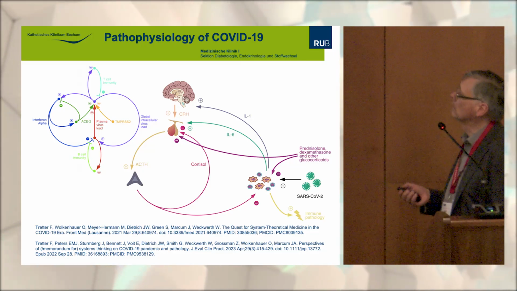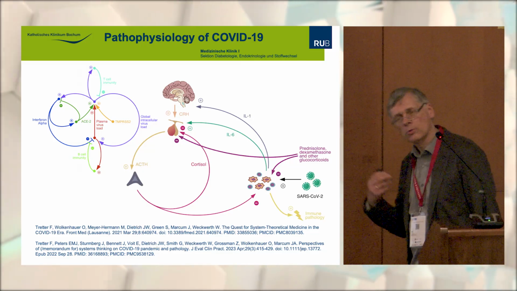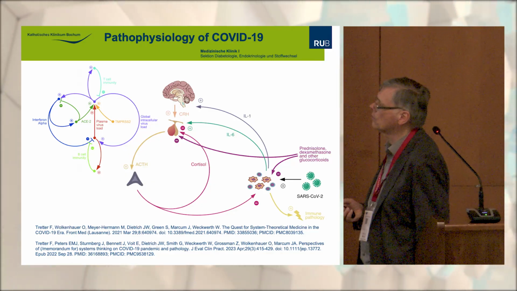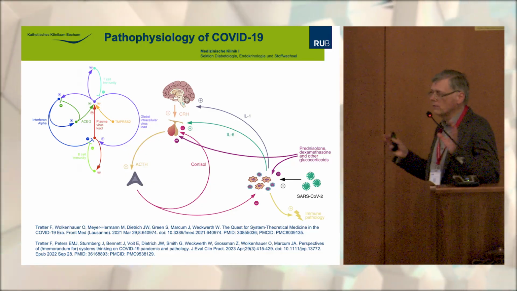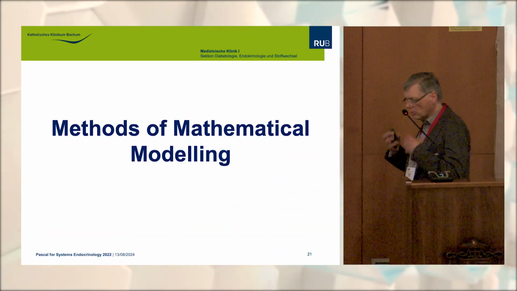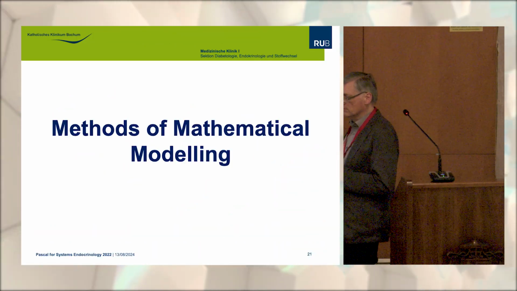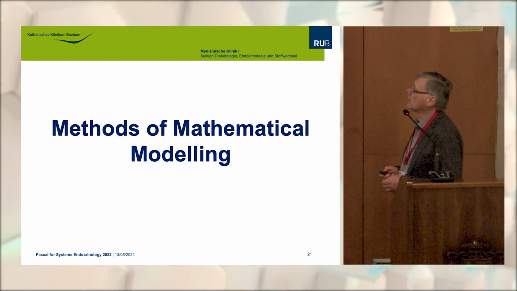And many other conditions, for example COVID, we could recently show that feedback loops are very important in the pathophysiology of COVID-19. And nearly every field of medicine is affected by this. So how can we improve our understanding? And one way to do this is mathematical modeling of feedback loops.